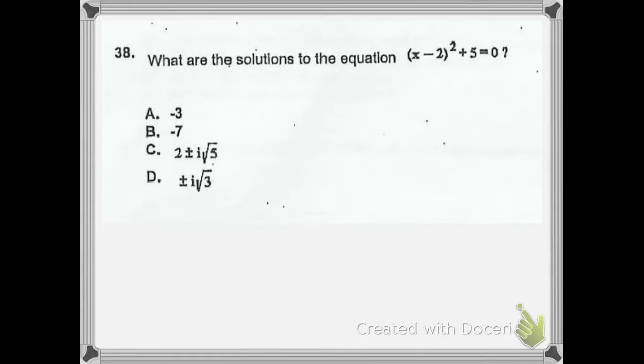Okay, this video includes problems 38 through 43. 38 says, what are the solutions to the equation (x minus 2) squared plus 5 equals 0. Now, you would normally want to put this in mode 5.3 or mode 7, but as you see, you might have some complex solutions. And this is in vertex form, so the easiest way to me to solve this would be to eliminate the 5 by subtracting 5 from both sides.